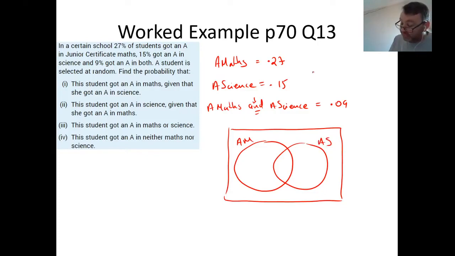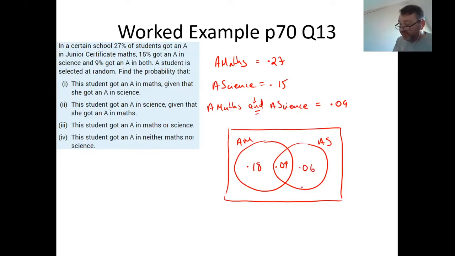Okay, so what are we told? First of all, those who got an A in maths and an A in science, 0.09, that goes in here, because you always begin these things at the intersection. Now, how many got an A in maths? 0.27. So that leaves 0.18 in there to bring it up to 0.27. And an A in science was 0.15, so that's going to be 0.06.